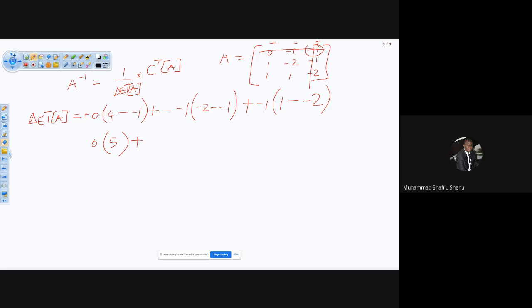So this is going to be 0 into 5. Minus minus plus is plus. And then we have minus 2 plus 1, which is another minus 1. And then we have minus plus is another minus. We have 1 plus 2, because minus minus is plus. So we have 3. So it is safe to say we have 0, minus 1, minus 3, which is equal to minus 4. So this is our determinant of matrix A. Are we okay with our determinant?